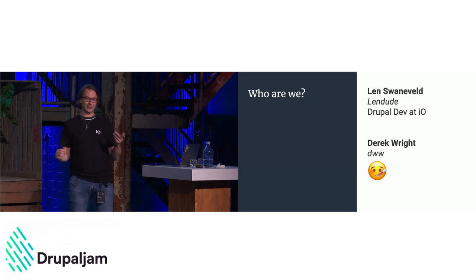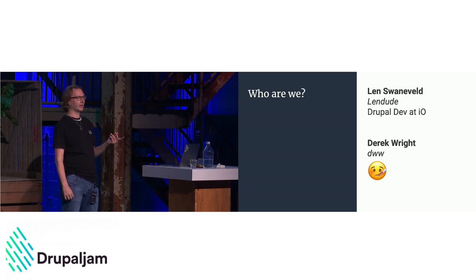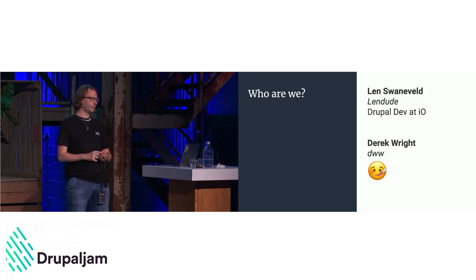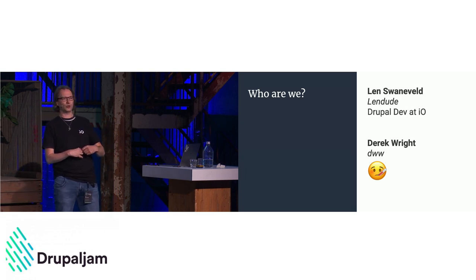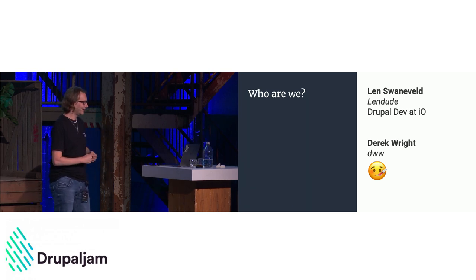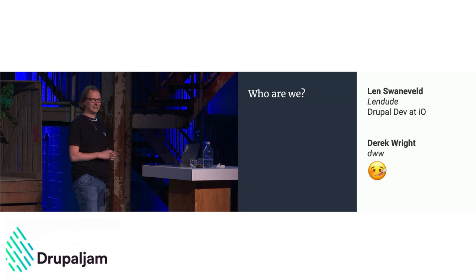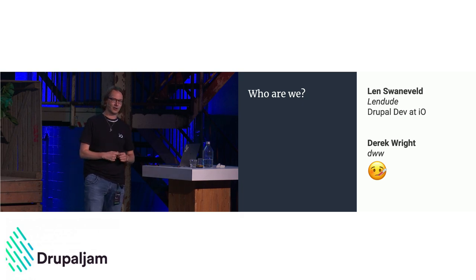So who were we supposed to be? I'm Len. I'm Len Nude on Drupal.org. I'm one of the Drupal devs at I.O. And Derek is DWW on Drupal.org. And if you don't know who that is, you've not been spending enough time in the issue queue. He's been everywhere, and he has been there for 18 years and contributing quite a lot.